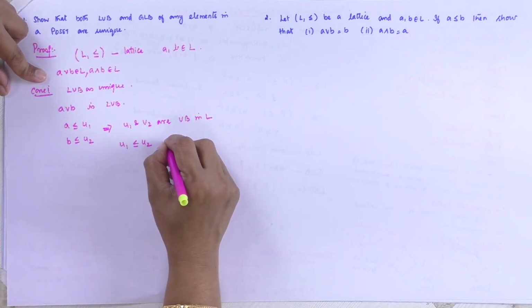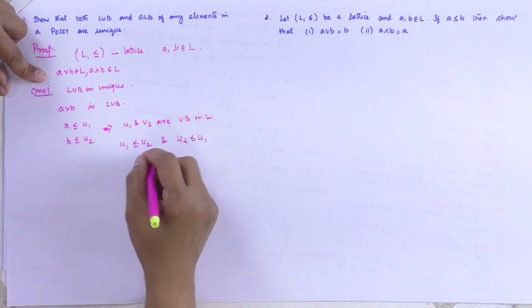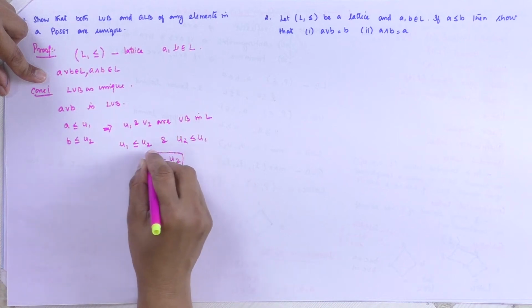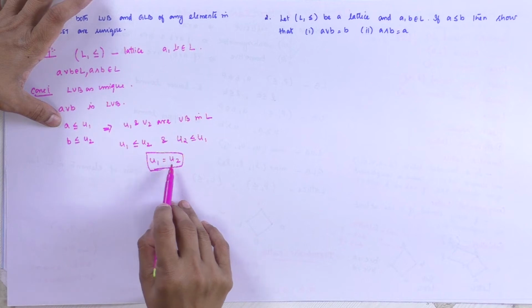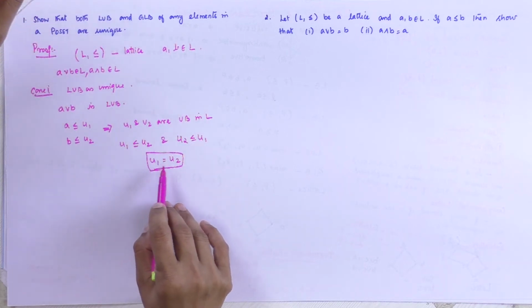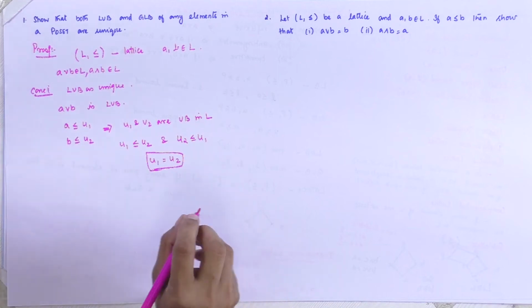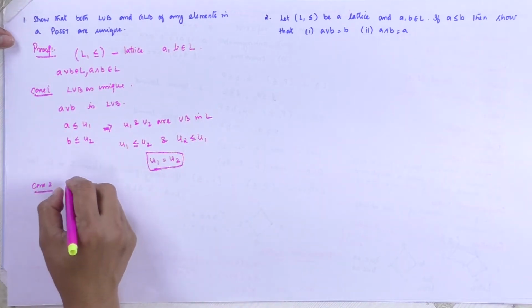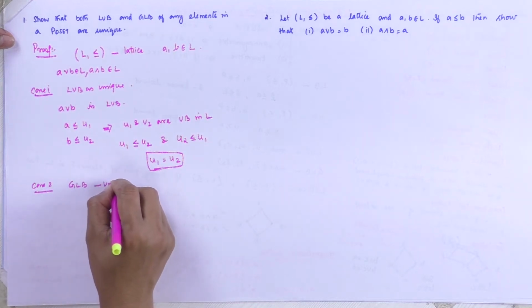So, which means that my U2 will be less than or equal to U1. From these two I can write U1 is equal to U2. Here, I have got two upper bounds, and of these two upper bounds I have shown that both are one and the same. Therefore, the least upper bound is unique. Next, case 2, for the greatest lower bound to be unique.